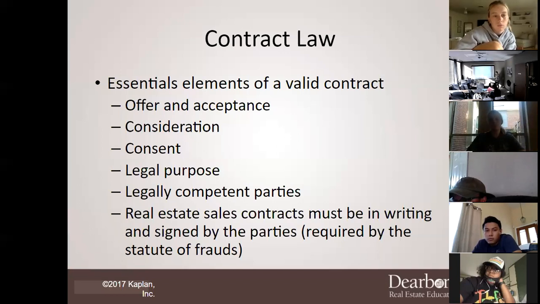So everything must be in writing, as we talked about earlier. If even one of these elements is missing, the contract is not valid. It's voidable.